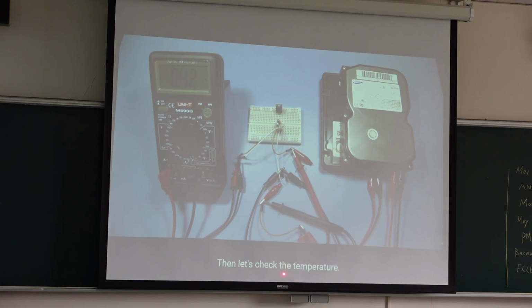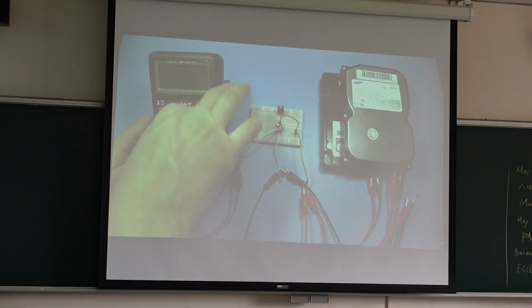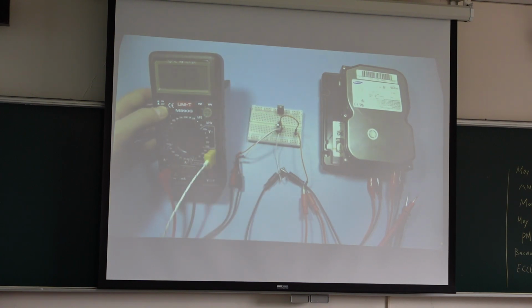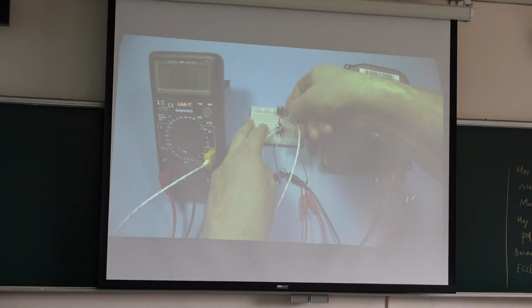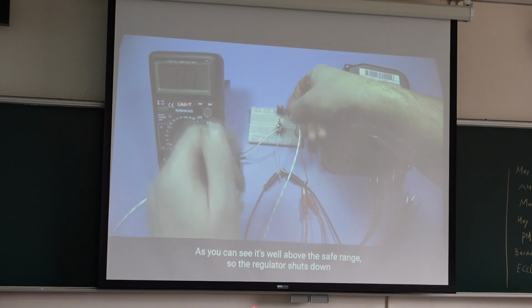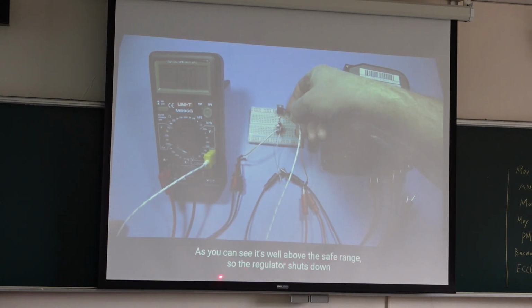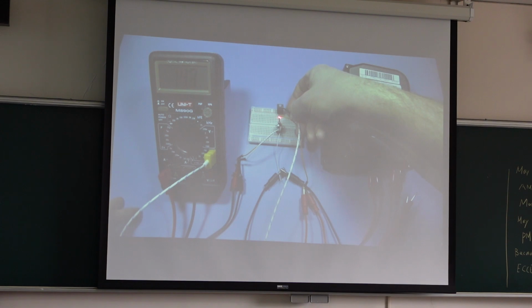Then let's check the temperature. As you can see, the linear regulator temperature is well above the safe range. So the regulator shuts down and turns on after cooling down a bit. Because the temperature is too high, the linear regulator shuts down and doesn't work.